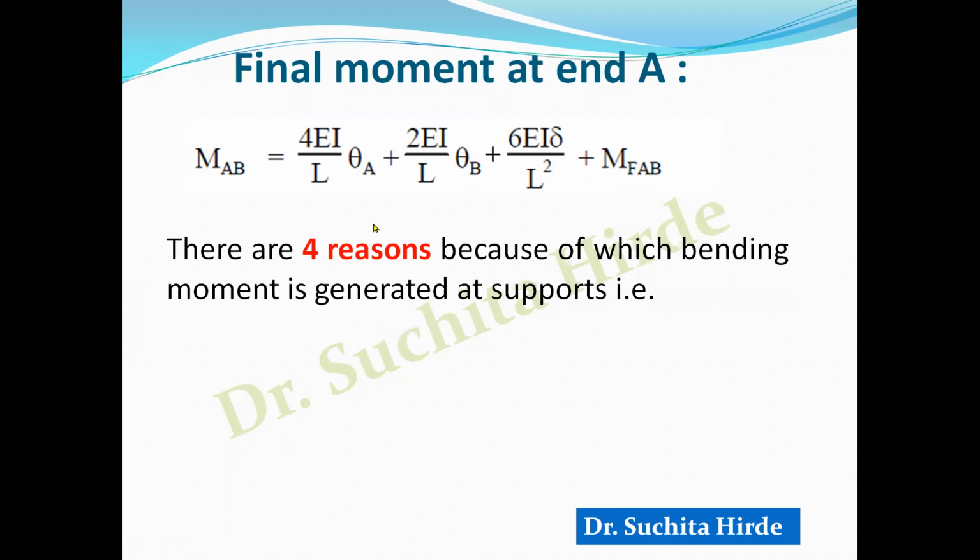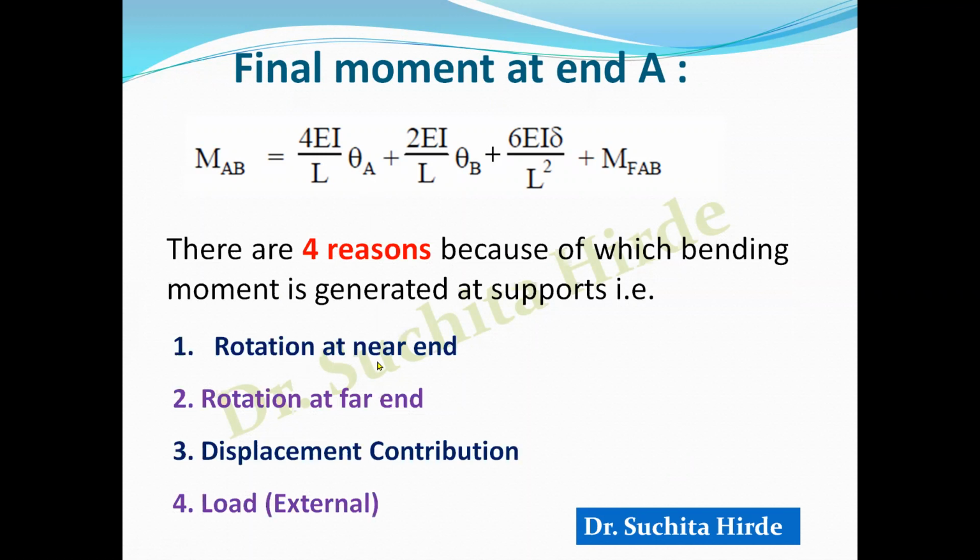Now there are 4 reasons because of which bending moment is generated at any support. These are rotation at near end, meaning theta A, rotation at far end, meaning theta B, the contribution of displacement, delta, and the contribution of external load, which is in the form of fixed end moments.